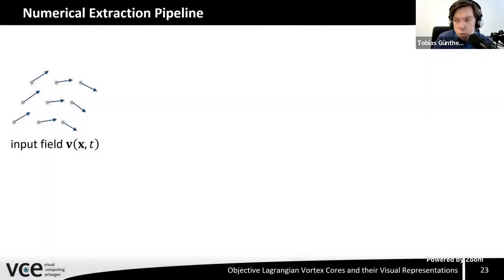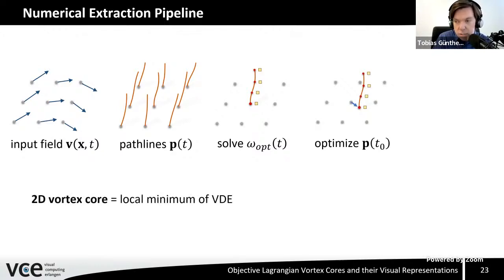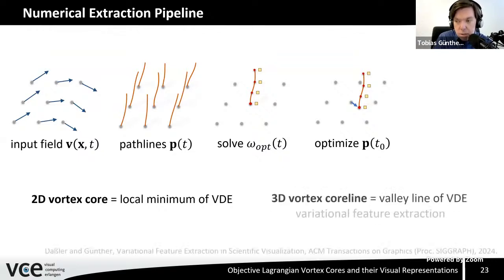Algorithmically, the vortex extraction goes as follows. Given a vector field, we first compute a path line for each grid point. And in the vicinity of each path line, we can then solve for the optimal observer rotation, which was the only unknown of the system. This is done per grid point, and to achieve subvoxel accuracy, we refine this with a gradient descent. And then in 2D, the vortex core line is determined simply by a local minimum of VDE. And in 3D, it is determined by a valley line of VDE, which we extract numerically using a recent variational method that we published earlier this year.